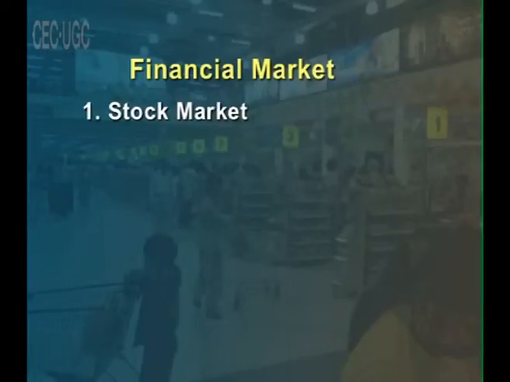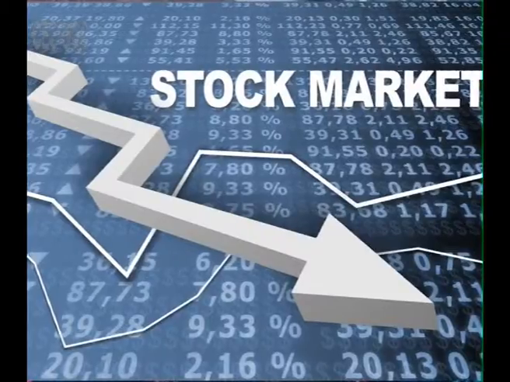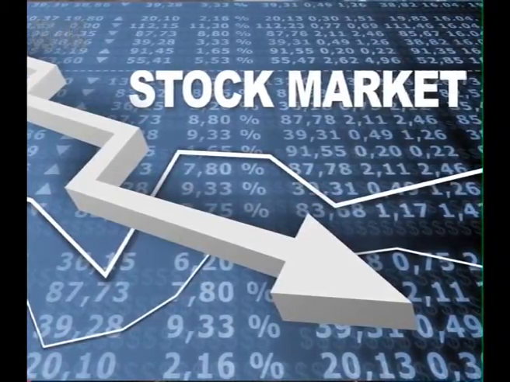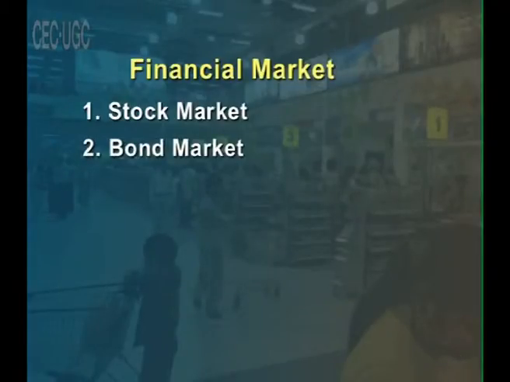Seventh, financial market. A financial market is a market dealing with the exchange of liquid assets, usually money. Financial market is again divided into different markets. First, stock market. A form of market where sellers and buyers exchange shares is called a stock market. Second, bond market. A bond market is a market where buyers and sellers are engaged in the exchange of debt securities, usually in the form of bonds.